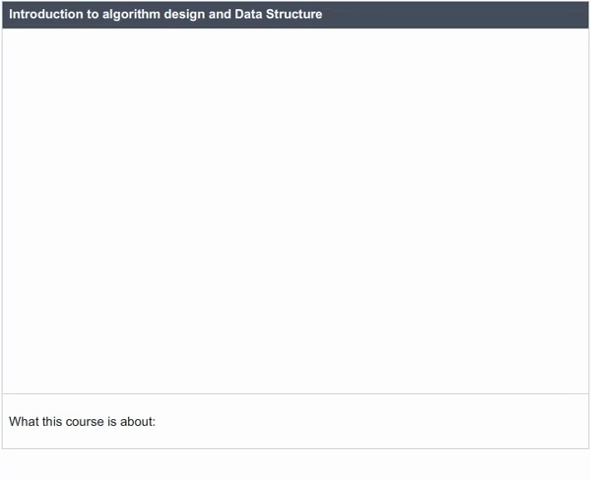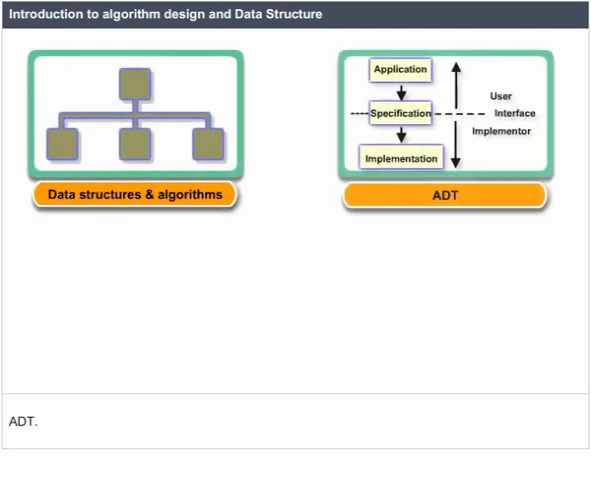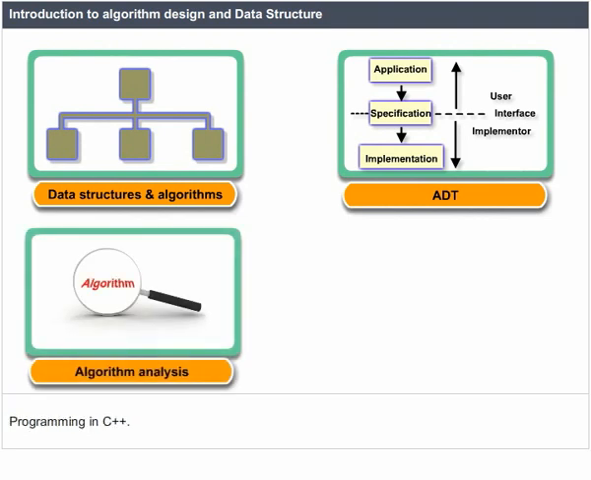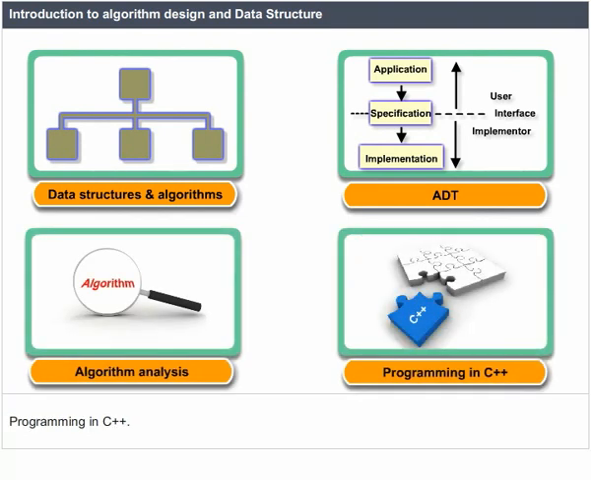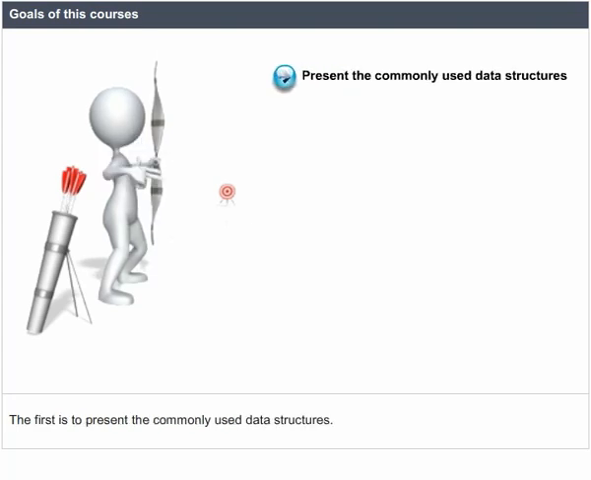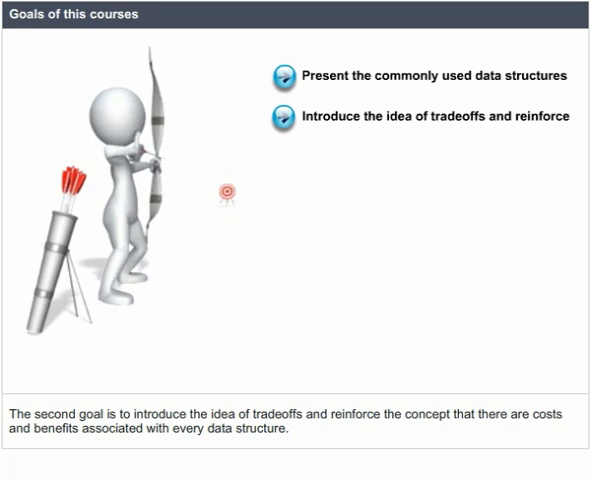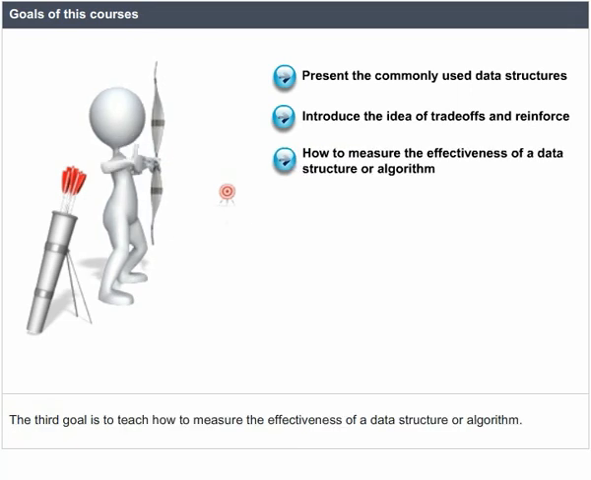Introduction to Algorithm Design and Data Structures. What this course is about. Data Structures and Algorithms, ADT, Algorithm Analysis, Programming in C++. Goals of this course. There are 3 goals. The first is to present the commonly used data structures. The second goal is to introduce the idea of trade-offs and reinforce the concept that there are costs and benefits associated with every data structure. The third goal is to teach how to measure the effectiveness of a data structure or algorithm.